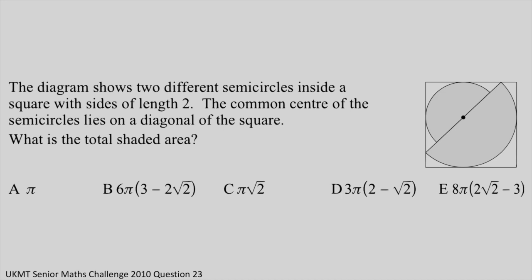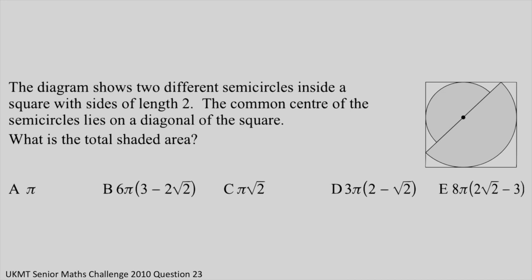2010 paper, question 23. It says the diagram shows two different semicircles inside a square with side lengths of 2. The common centre of the semicircles lies on a diagonal of the square. What is the total shaded area?